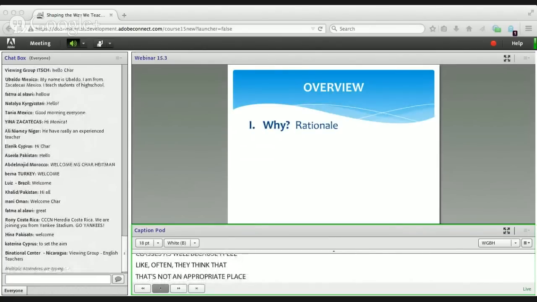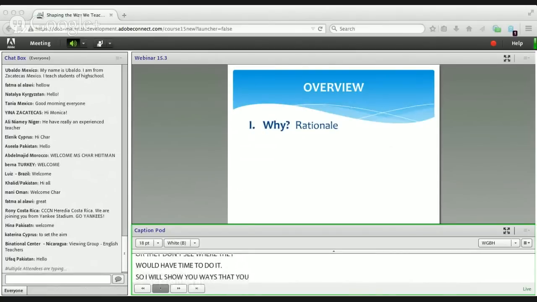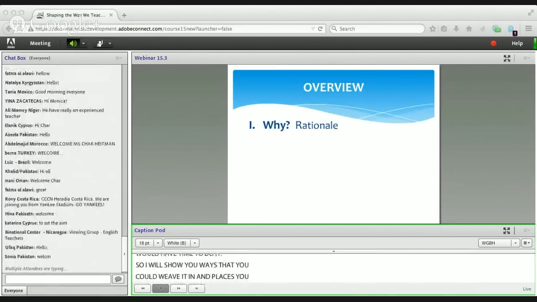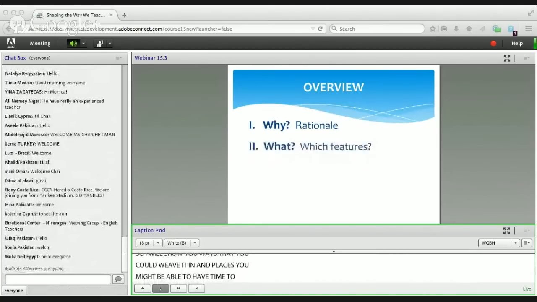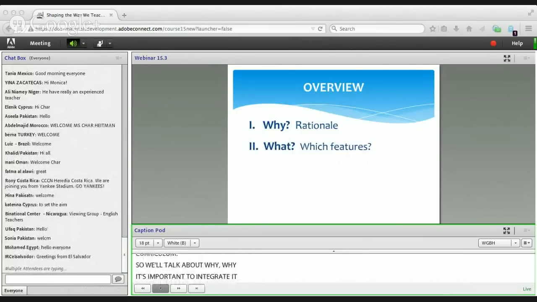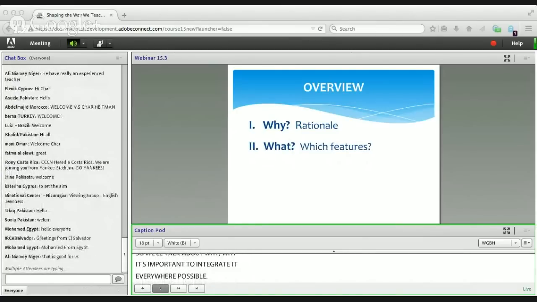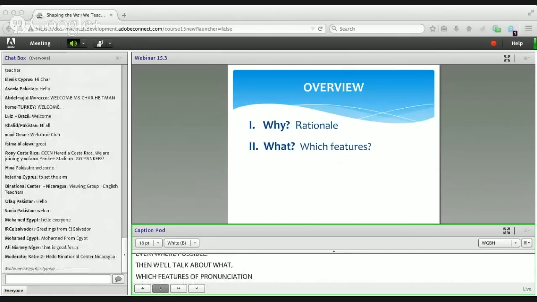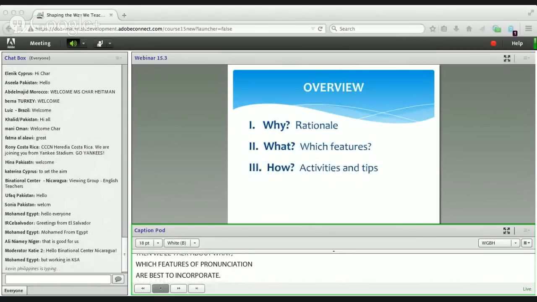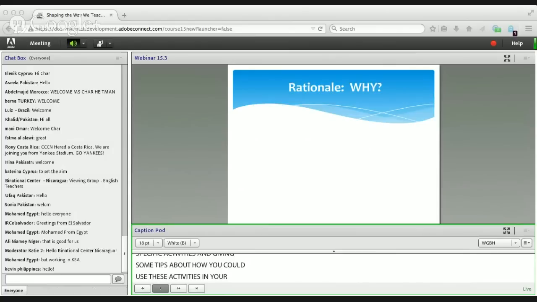So I will show you ways that you could weave it in places you might be able to have time to incorporate it in your curriculum. So we'll talk about why it's important to integrate it everywhere possible. Then we'll talk about which features of pronunciation are best to incorporate. And then finally, we'll move on to how. And I will be talking about 8 specific activities and giving some tips about how you could use these activities in your classes. So let's start with the why.